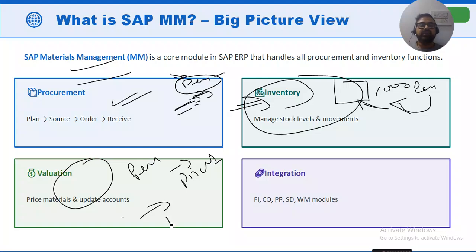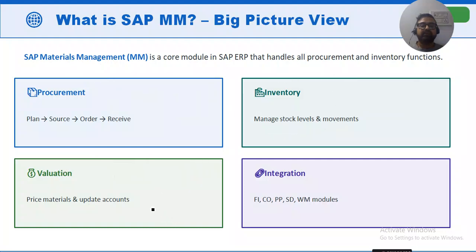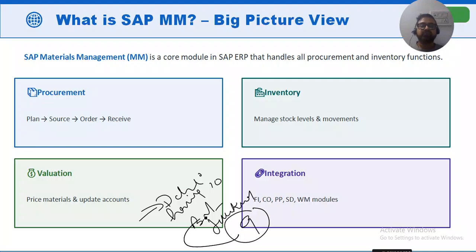Why do we recommend the plant level? Because sometimes the Delhi plant has a value of 10 rupees, but the Lucknow plant has the same pen at a value of 9 rupees, right? Integration: the material is used for multiple integrations, suppose FI, CO, PP, SD and WM modules. So we will discuss later.